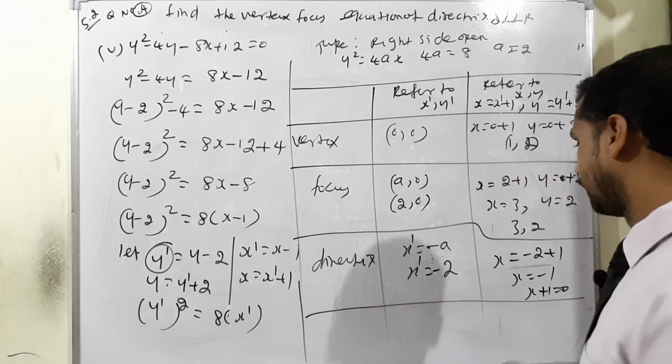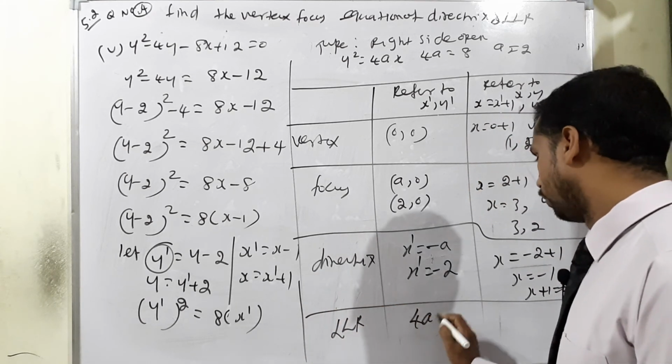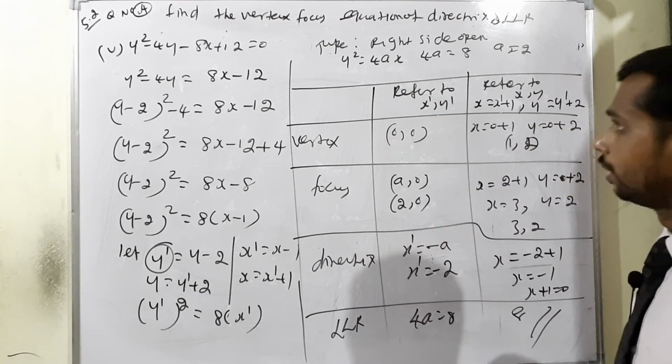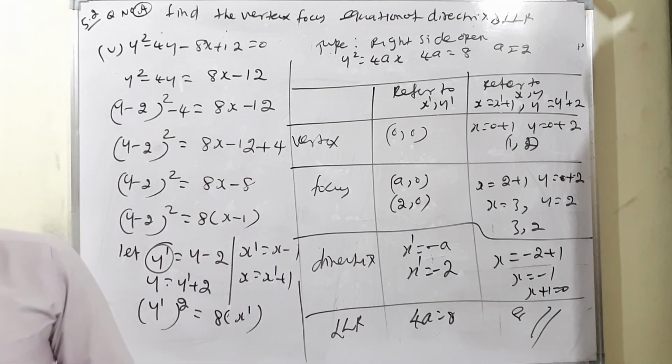The last condition, length of latus rectum, that is 4a, which is equal to 8. That is 8. That's all. Okay, question number 4, 5 subdivision is also over. I will continue with the next question.